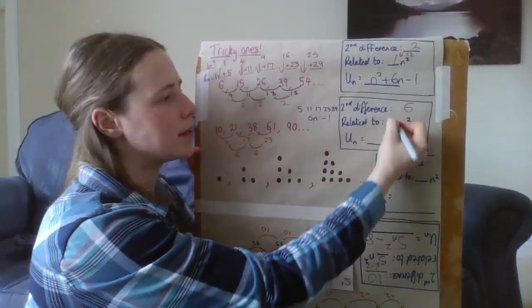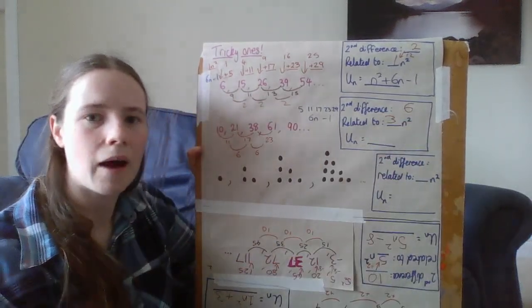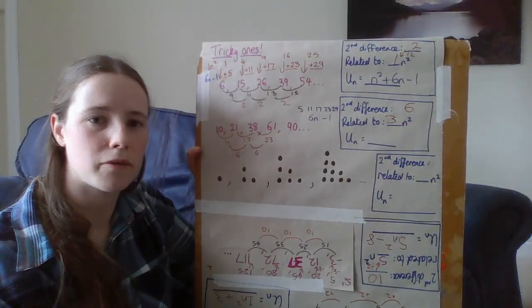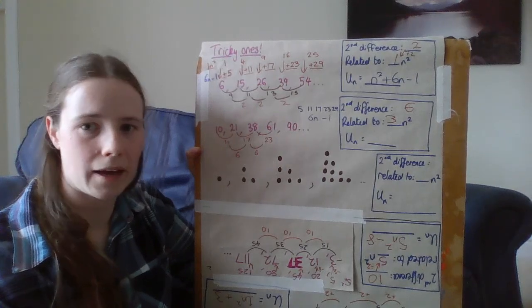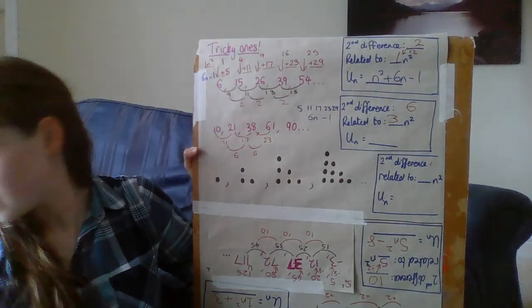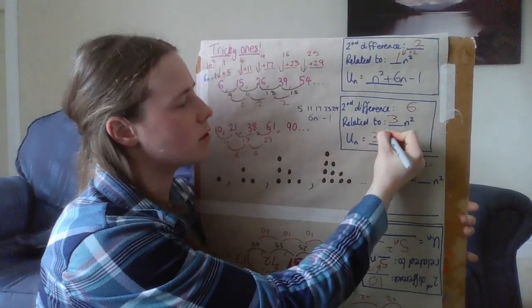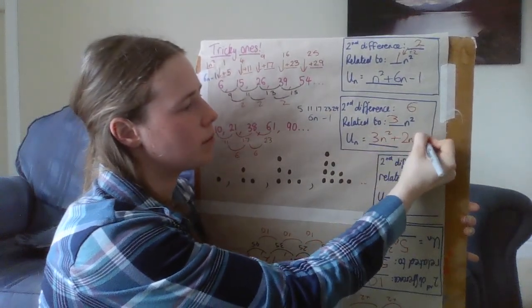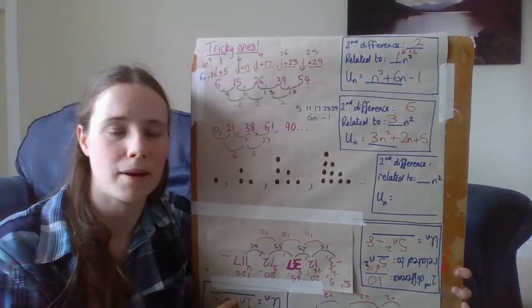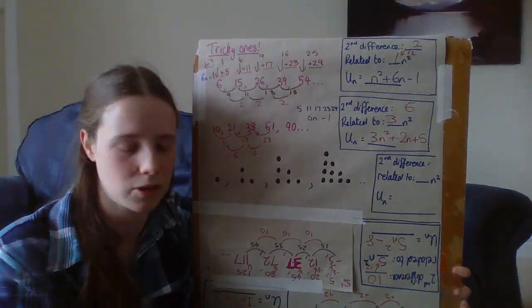That means it's related to 3n squared. And when you write the formula for 3n squared, the gaps you get are actually giving you the sequence to 2n plus 5. So the formula is 3n squared plus 2n plus 5. Well done if you managed to work that one out, because it's not an easy one to do.